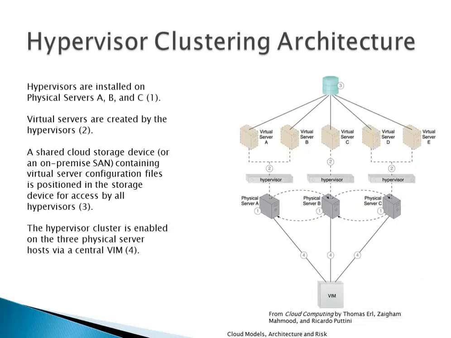So here we might have hypervisors stored on 3 physical servers, each running a hypervisor, and each server then creates a number of VMs. Now in this particular instance we've got at number 3 there at the top a shared cloud storage device, or it could be an on-premise SAN, which contains all the configuration files, and this is put in such a place that all the hypervisors or all the VMs can access it.